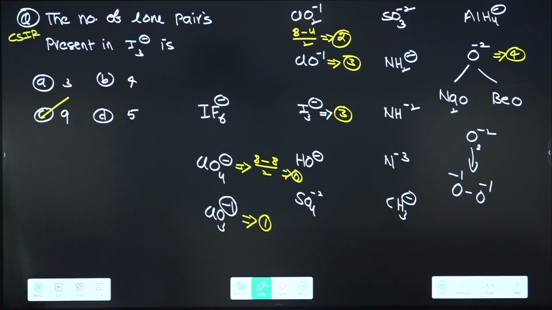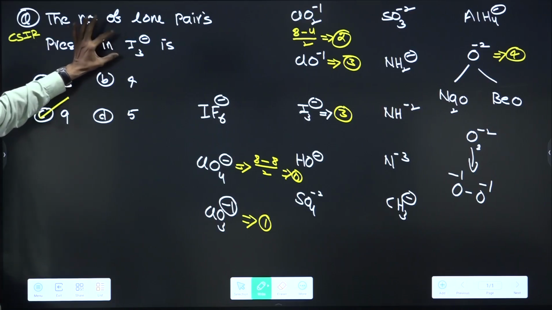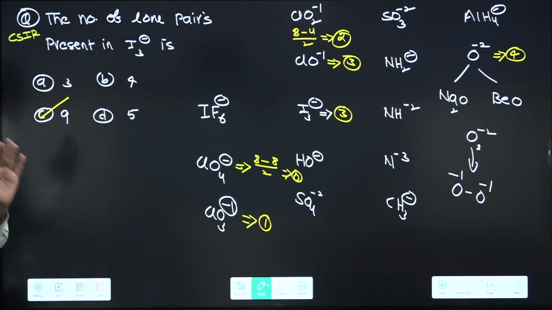9. See the question clearly. The number of lone pairs present in I3 minus was asked, not the lone pairs on the central atom. In this molecule, how many lone pairs are present, he was asking. He was not asking about the central atom.